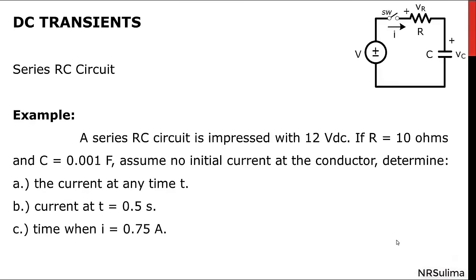For example, a series RC circuit is impressed with 12 volt DC. The resistance is equal to 10 ohm and the capacitance is equal to 0.001 farad. Assume no initial current at the conductor. Determine A, the current at any time t. B, calculate the current at time equal to 0.5 seconds. C, calculate the time when the current is equal to 0.75 ampere.